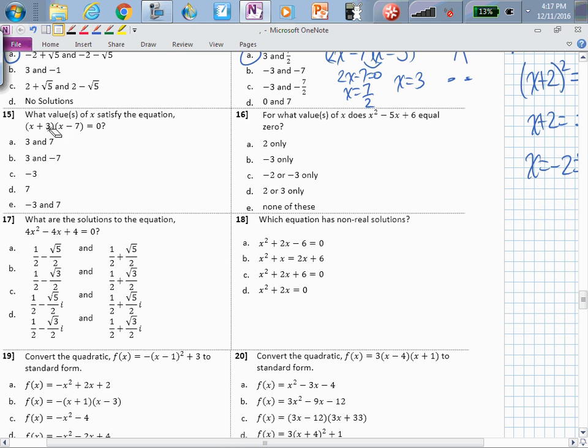Next, this one's quite easy. We just set both parts equal to 0. Make sure that you do this. Don't skimp on that because you don't want to mess up your work. And that gives you negative 3 and positive 7, so it looks like E.